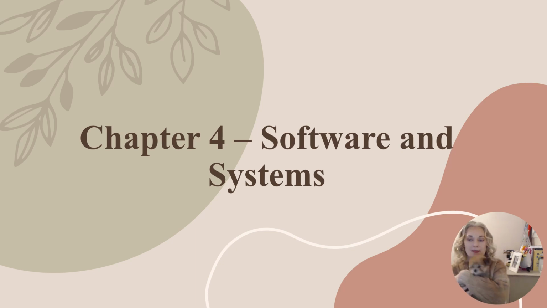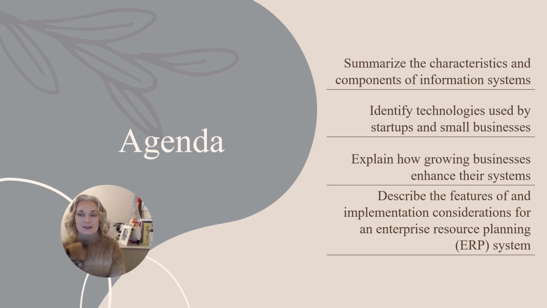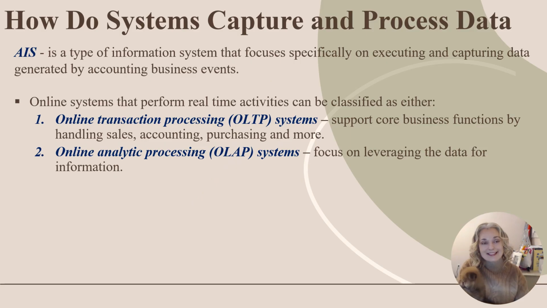So in this video, we are going to talk about Chapter 4, Software and Systems. Our agenda for today is to summarize the characteristics and components of information systems, identify technologies used by startup and small businesses, explain how growing businesses enhance their systems, and describe the features of an implementation consideration of an enterprise resource planning system. Now let's discuss how systems capture and process data.